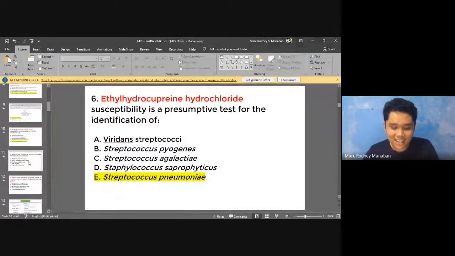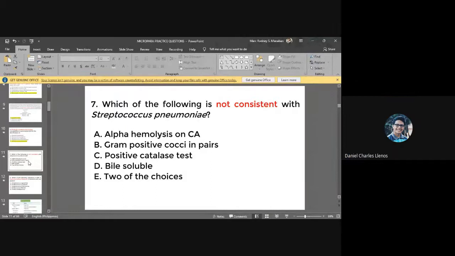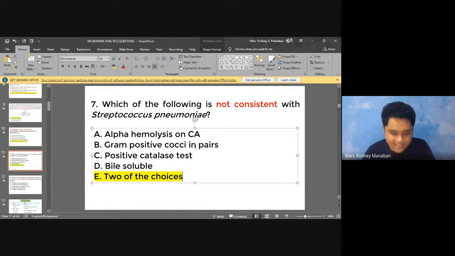Next, which of the following is not consistent with Streptococcus pneumoniae in terms of characteristics? Alpha hemolysis on CA, positive. Positive catalase test is the correct answer. Take note, although it is alpha hemolytic, we don't see the hemolytic pattern on chocolate agar. Another important characteristic is that it is catalase negative, not catalase positive. Read the question and the choices carefully, good dears.